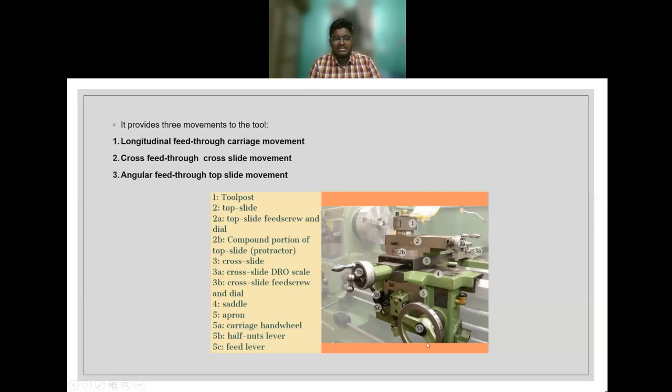So here we can see the carriage. The first one is the tool post, here, and the second one is the top slide.